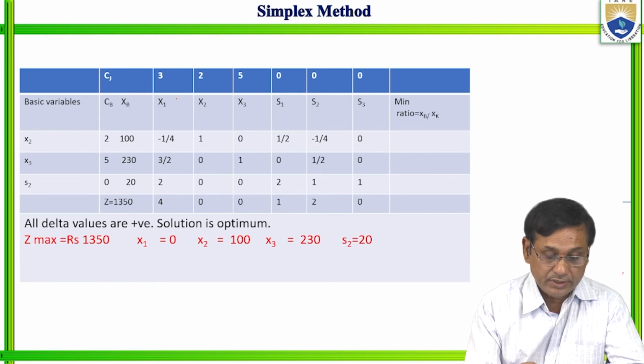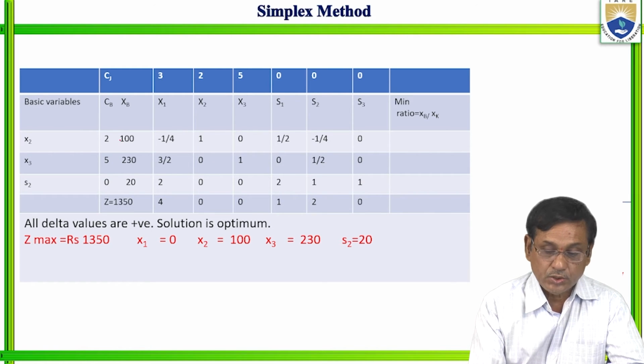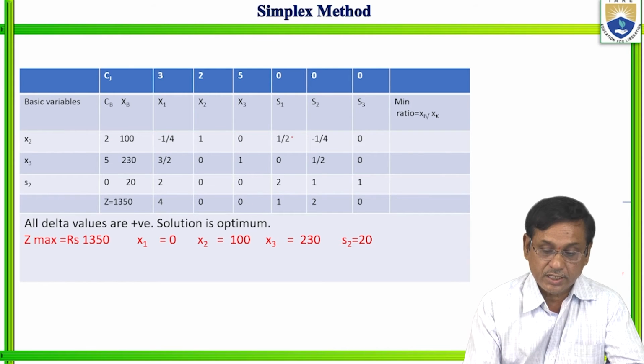Then corresponding to the x1, the value is 2 into minus 1 by 4, 5 into 3 by 2 plus 0 into 2 minus 3. So you are getting this value as 4. In the second column, 2 into 0, 5 into 1 and 0 into 0, 5 minus 5 is 0 here. Then here 2 into 1 by 2 is 1, 5 into 0 is 0, 0 into 2 is 0. Here you are getting the value 1.